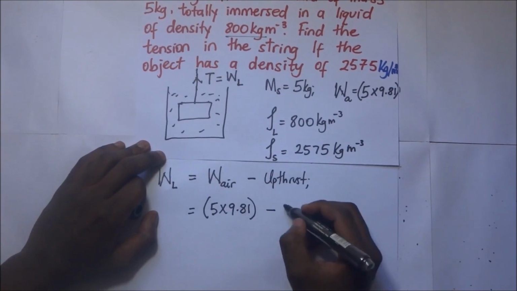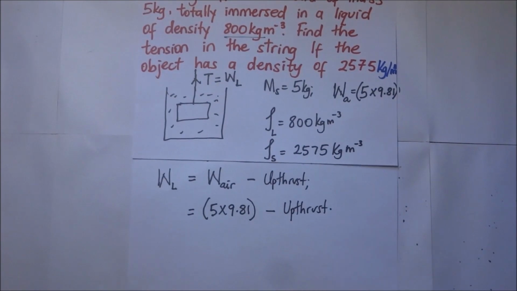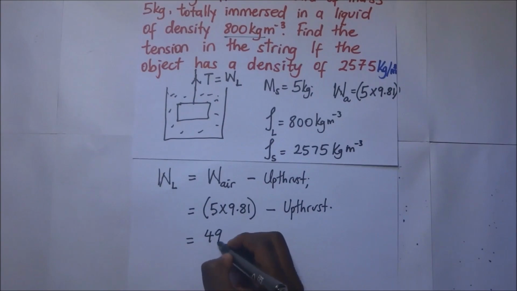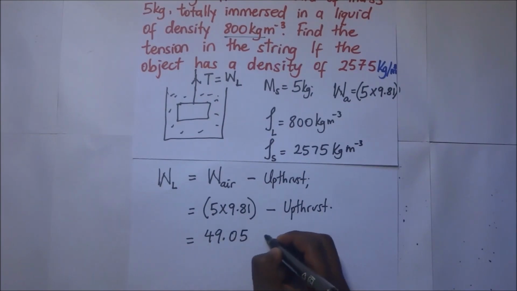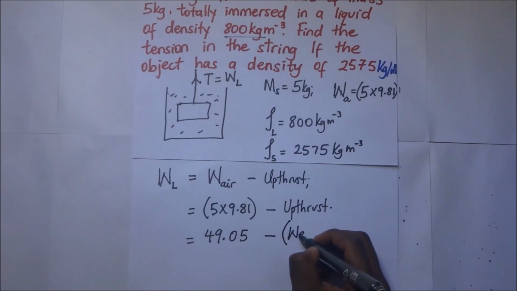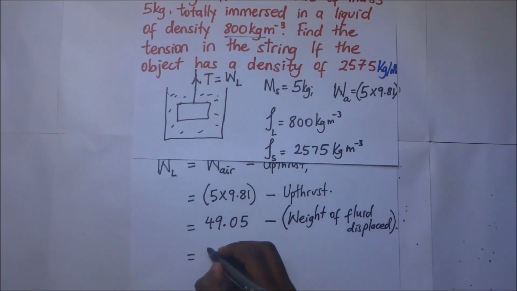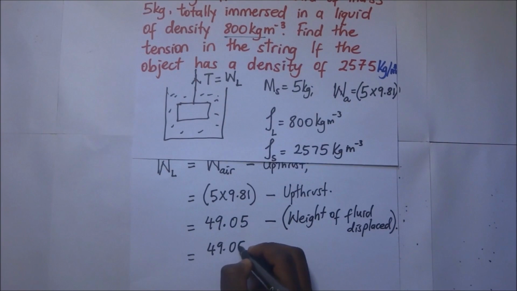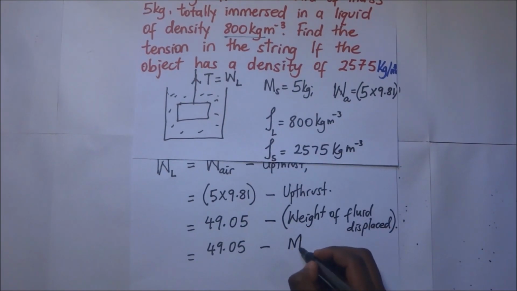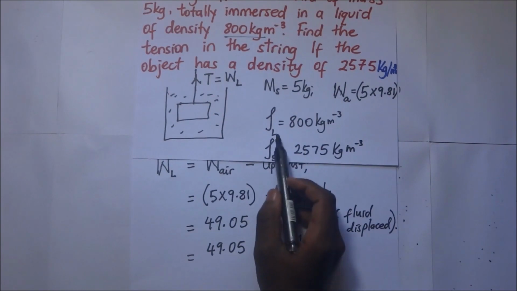minus the upthrust. Now, of course, we do not know the upthrust, but we know that upthrust is equivalent to the weight of the fluid displaced. So we continue with our working. This is going to be 49.05 minus the upthrust. Now, upthrust is the same as weight. So this is going to become 49.05 minus the weight of the fluid displaced, which is the mass of that fluid. Let's call it the liquid instead.